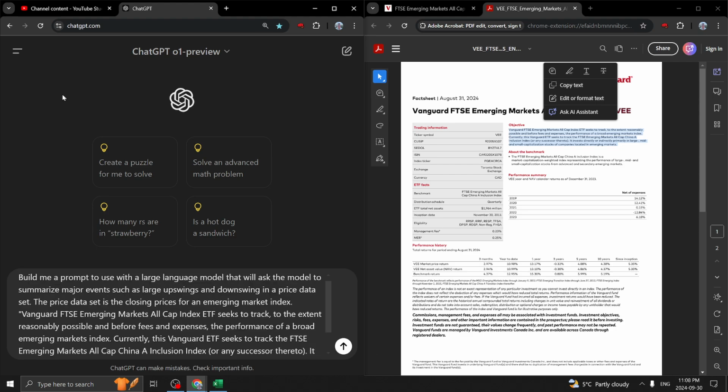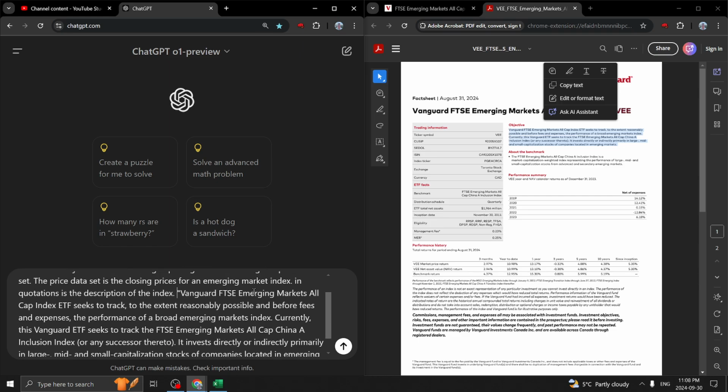Okay, let's see. Build me a prompt to use with a large language model that will ask the model to summarize major events such as large upswings and downswings in a price data set. The price data set is the closing prices for an emerging market index. In quotations, you gotta just be so specific with this thing. In quotations is the description of the index. Vanguard, blah, blah, blah.